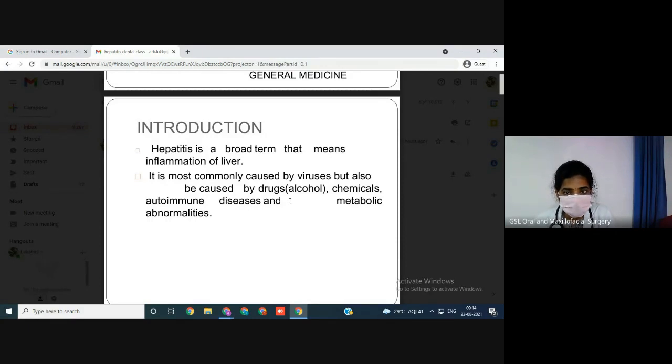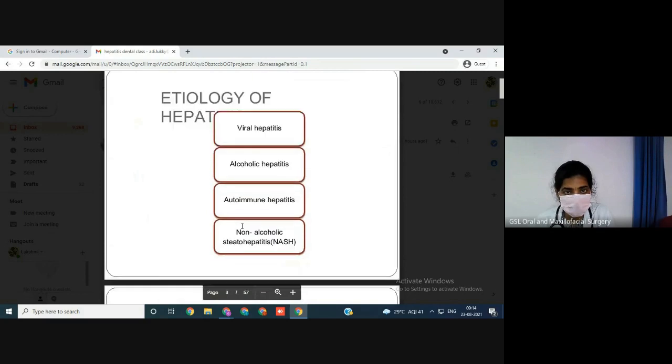It's commonly caused by viruses, but some other causes are chemicals, that is any toxin exposures like alcohol, and autoimmune disorders and metabolic disorders. Most common are viral hepatitis, then alcoholic hepatitis, then autoimmune hepatitis, and non-alcoholic steatohepatitis, and many other causes are there.